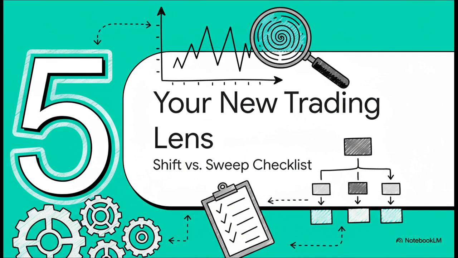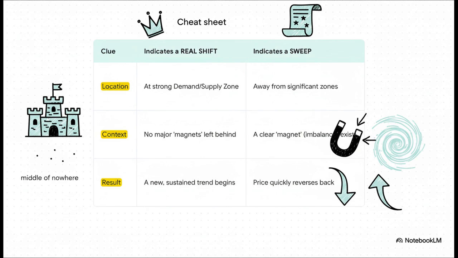See, the real power here comes from turning all this into a simple, repeatable process. It's about changing the very lens you use to look at every single market structure break. So to make that a little easier, let's put it all together in a simple checklist. Think of this table as your new cheat sheet. It basically boils down our whole analysis into three key questions.